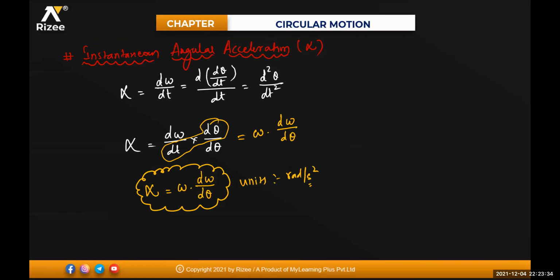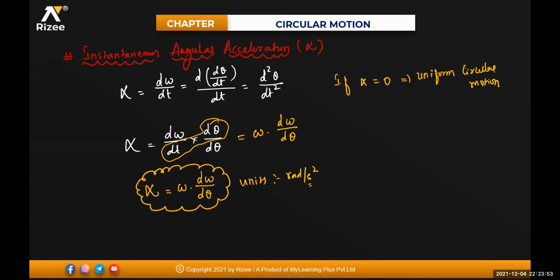If alpha is 0, then the motion is said to be uniform circular motion. Clear?